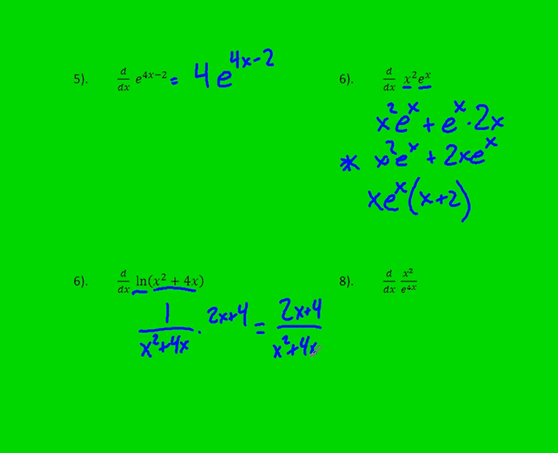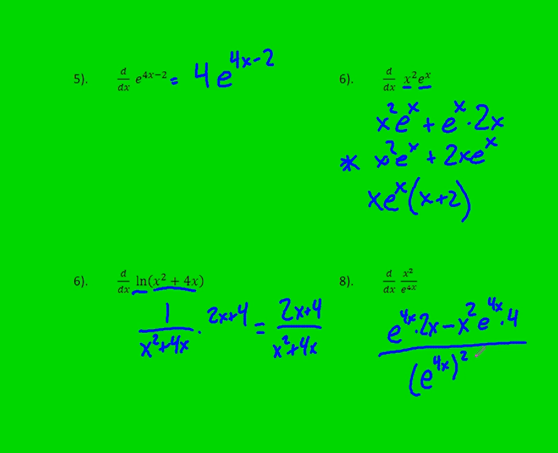Okay, number 8, we have another quotient rule. So we're going to go low times d high. So rewrite the low. D high is 2x, minus high d low. High is x squared. Derivative of the bottom. Well, to do that derivative, I have to rewrite e to the 4x, but I also have to multiply by the derivative of that top, so times 4. So a little chain rule just for the derivative of the bottom. All over low squared. So e to the 4x, the whole thing squared.